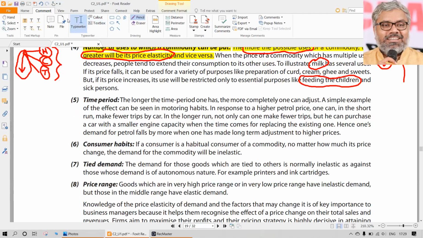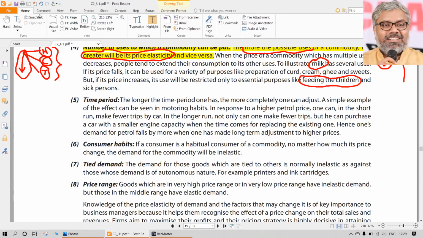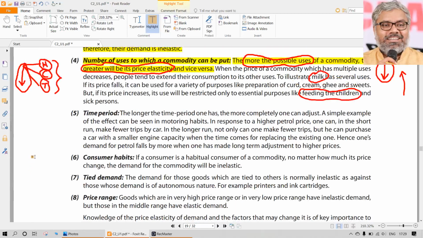Same way, if the product can be used for multiple uses, alternate uses, then the price elasticity of such a product will be higher. If a product does not have much of alternate uses, then the price elasticity will be lower.